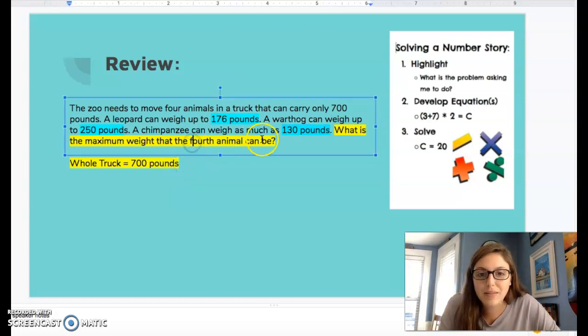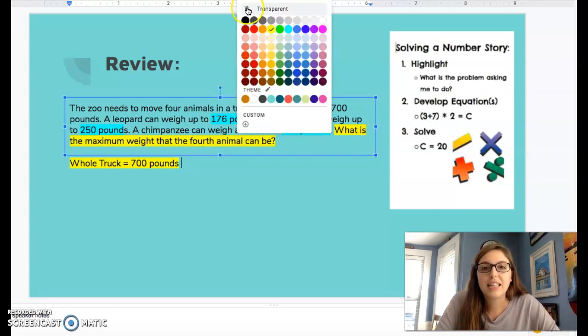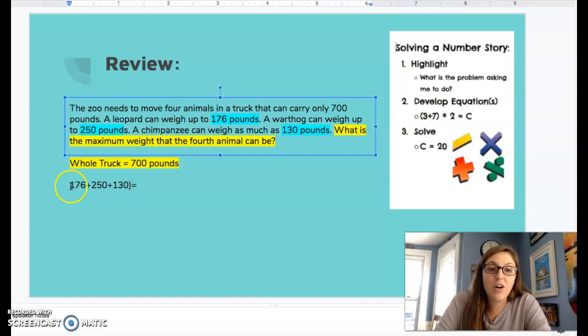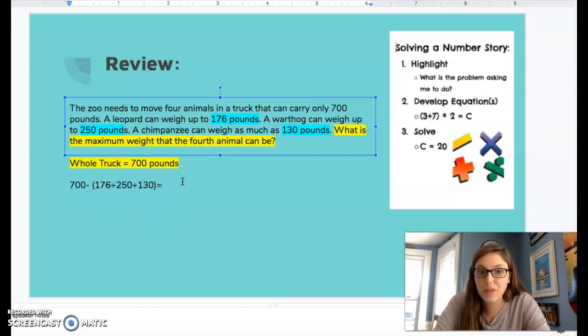My equation will look like this. 176 plus 250 plus 130 will get me the amount that those 3 weigh. I also need to then take that total and subtract it from 700 pounds. That will get me my answer.